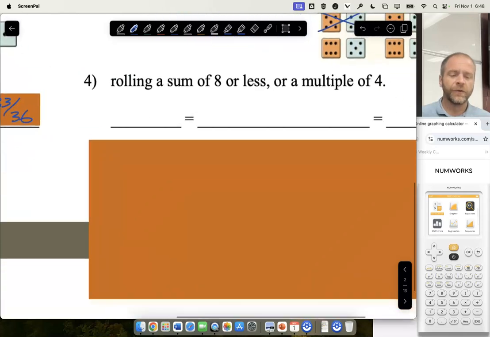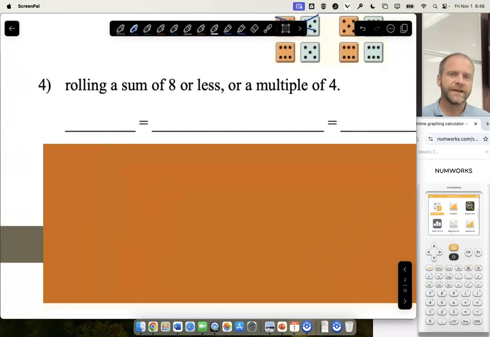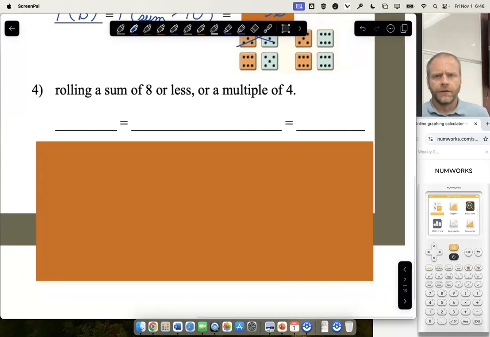All right, so the last one, rolling a sum of 8 or less or a multiple of 4. All right, so that's not event A or event B. So I'm just going to go ahead and write down I have the probability of less than or equal to 8, or I would say a multiple of 4.